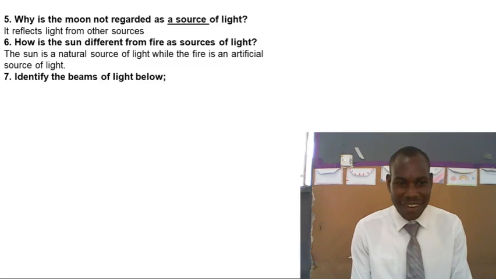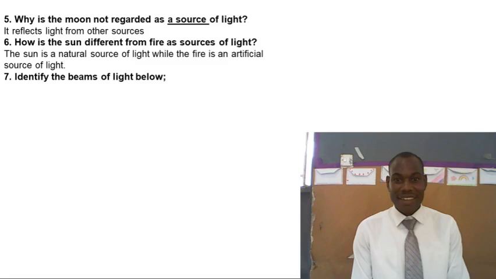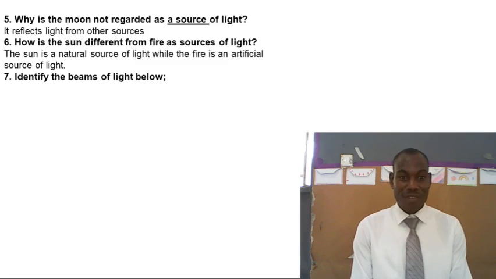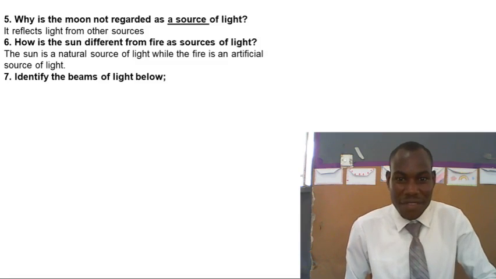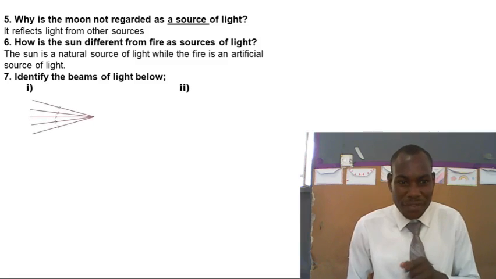It's also a diagram, okay? What is it saying? Identify the beams of light below. Which beams of light do we have there? We have got 2 of them. We have that first one.